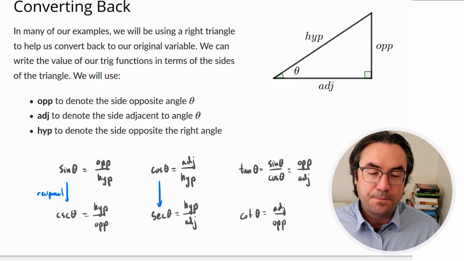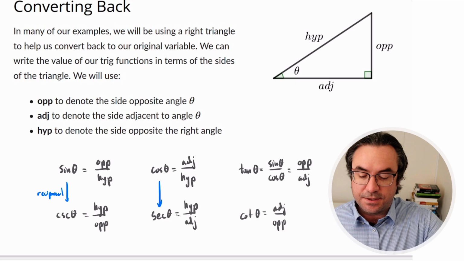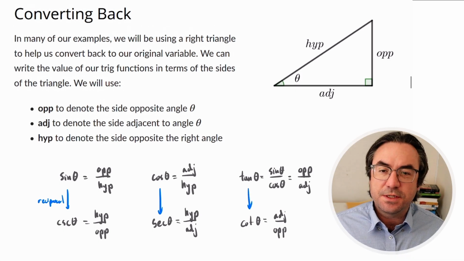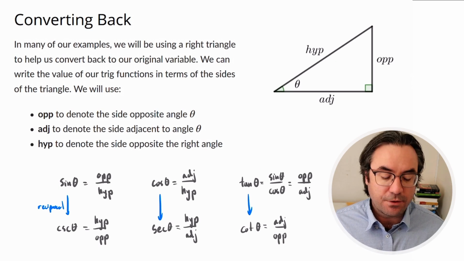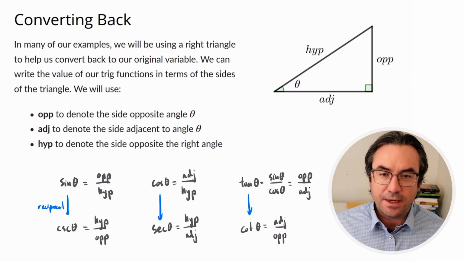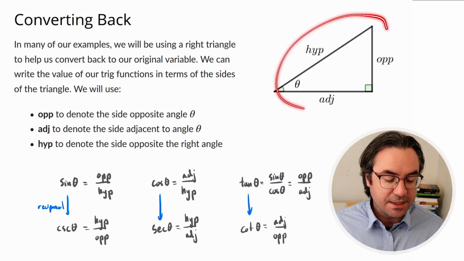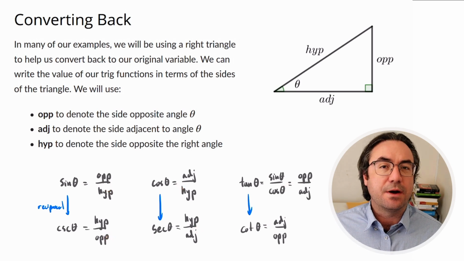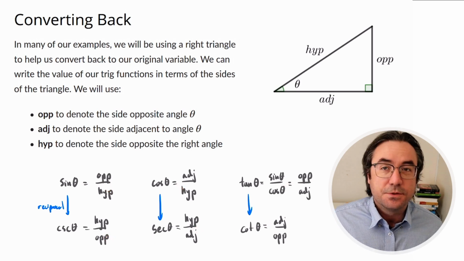So how we're going to use this: we use our original trig substitution to figure out what the sides of our triangle look like. Once we know the sides of the triangle, we can find any of the missing trig functions that show up in our antiderivative. So let's try it out.